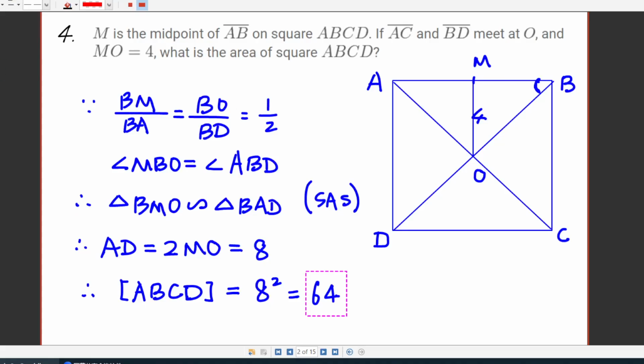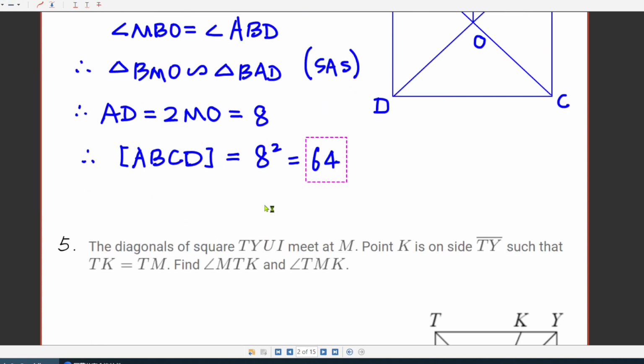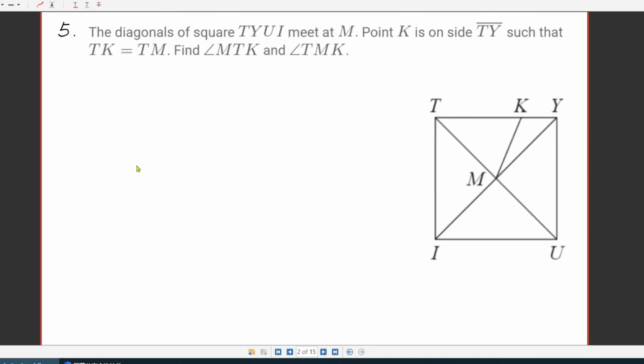Alright, if no questions, let's have a look at the next one. Number 5, diagonals of a square TYUI meet at a point M. Point K is on side TY, and it also tells you that TK equals TM. And it asks you to find angle MTK and angle TMK.